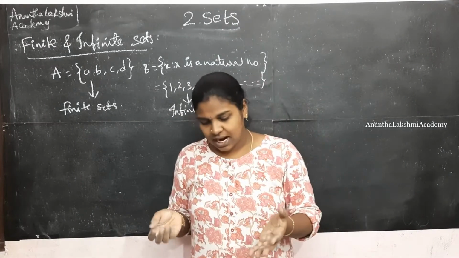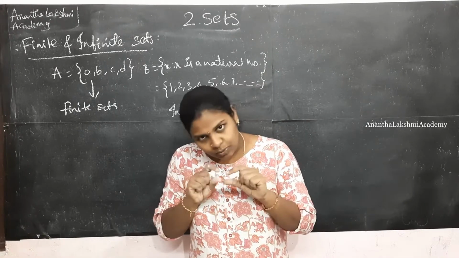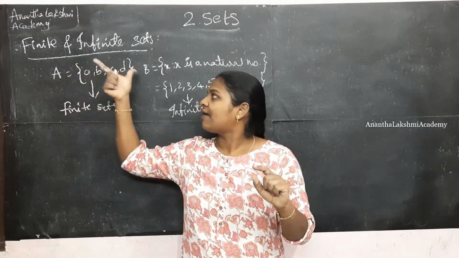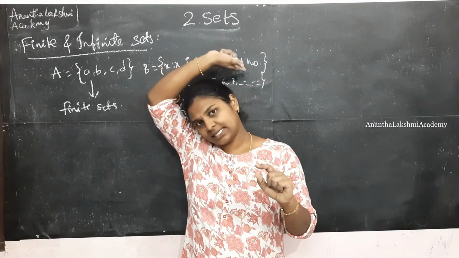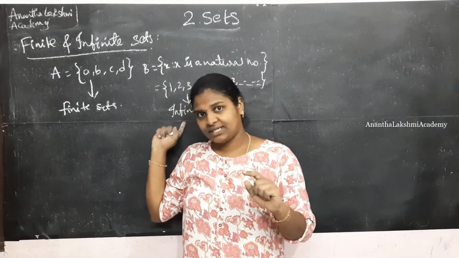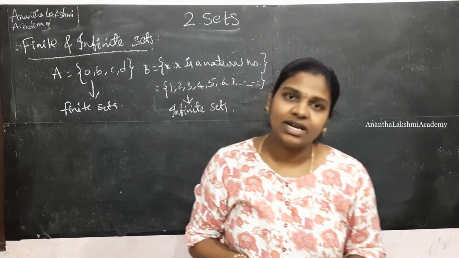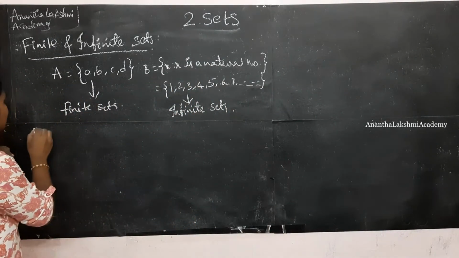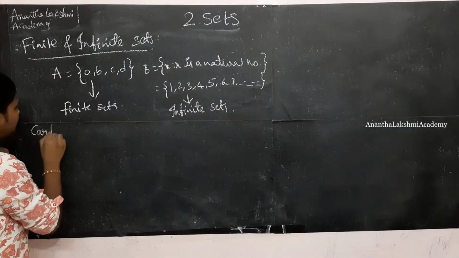So how do we address this? In order to put it in a statement, finite sets are nothing but sets having elements which are countable, and the set which does not have elements which are countable is known as an infinite set. That is about the concept of finite and infinite sets. The next concept we are going to discuss is cardinal number.